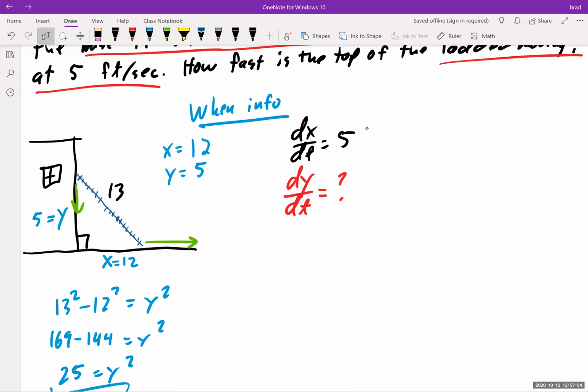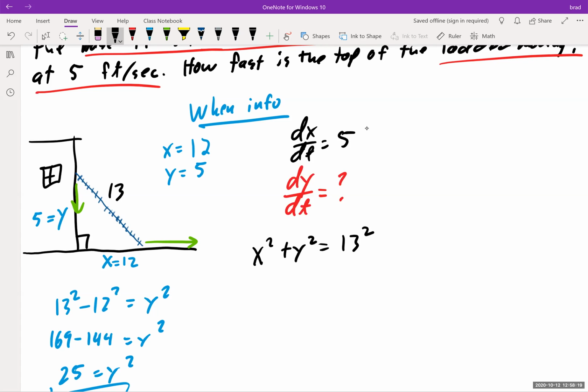Okay, all right. So hopefully you guys have unpaused the video. Where were we? Oh, okay, so we need an equation that relates everything together. Well, we have side lengths of a right triangle, so I know that the Pythagorean theorem would work. So I'm going to say x squared plus y squared equals 13 squared.